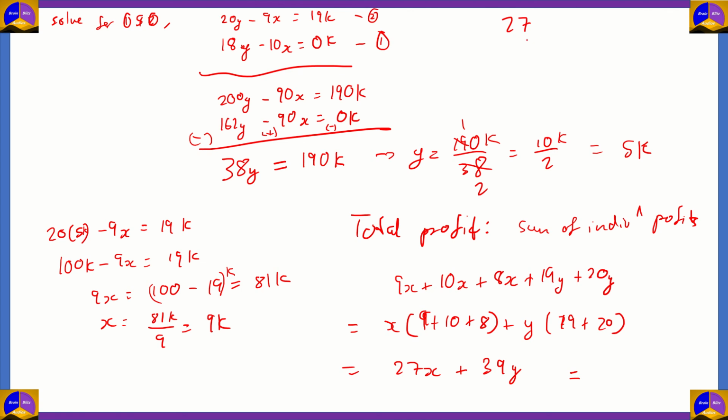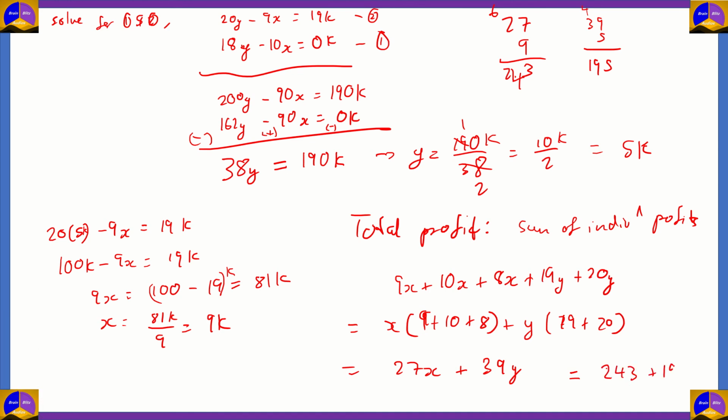27 times 9 gives you, 7 nines are 63, 2 nines are 18, plus 6 is 24, so that's 243, not 343. Similarly, 39 times 5: 9 times 5 is 45, 30 times 5 is 150, so 15 plus 4 is 19, so that's 195.